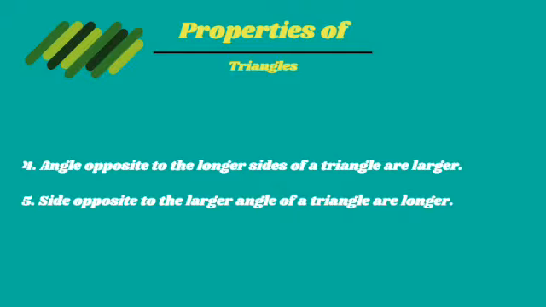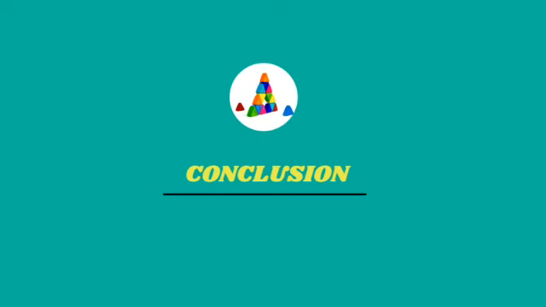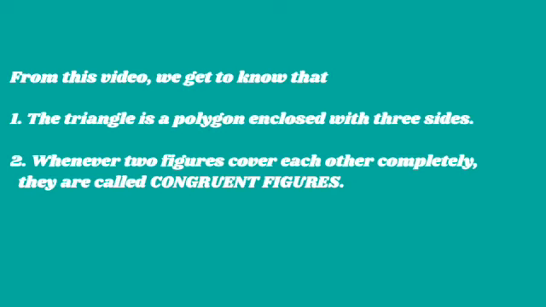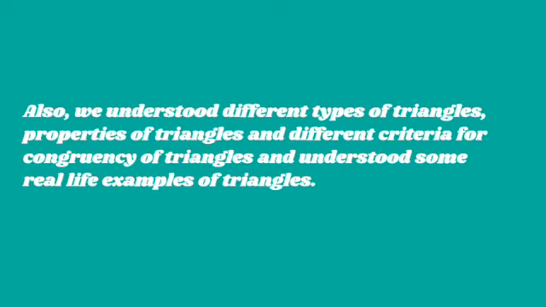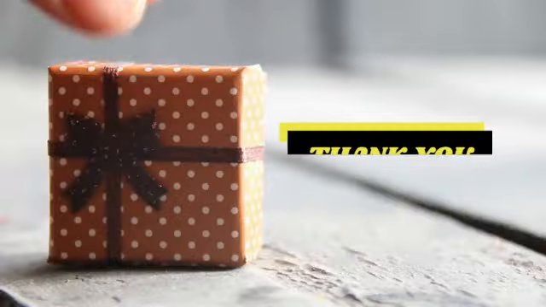Now we come to the conclusion of our video, and from this video we get to know that a triangle is a polygon enclosed with three sides, and whenever two figures cover each other completely, they are called congruent figures. Also, we understood the different types of triangles, properties of triangles, and different criteria for congruency of triangles, and understood some real life examples of triangles.